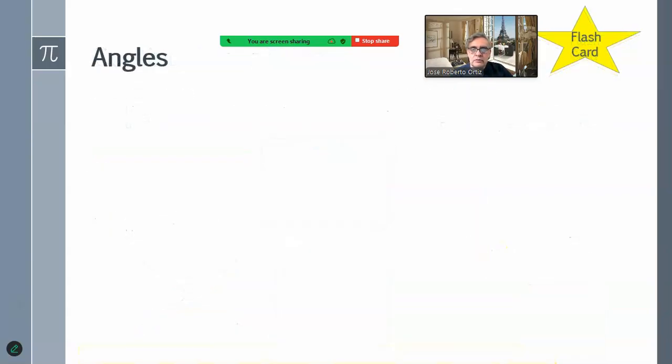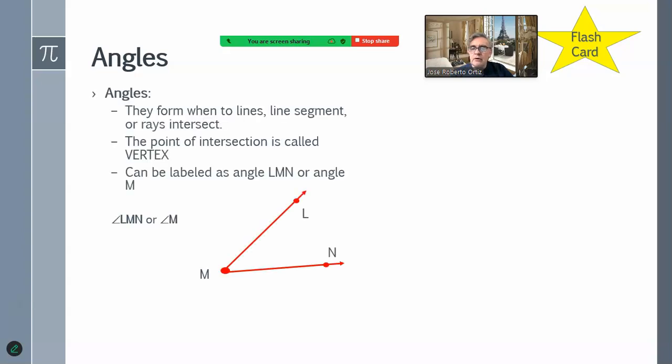Another definition is angles. Angles form when two lines or two line segments or two rays intersect. Think of the angle as the opening where those two lines intersect. So in this case, this is the angle.